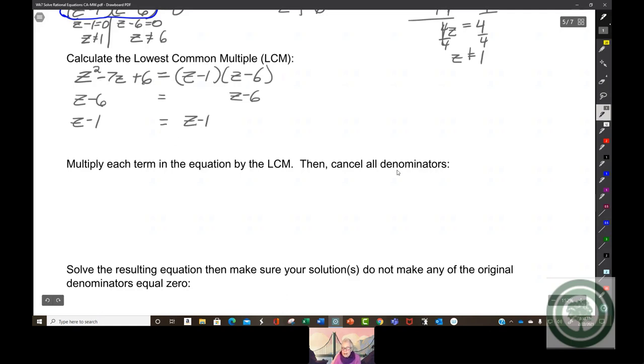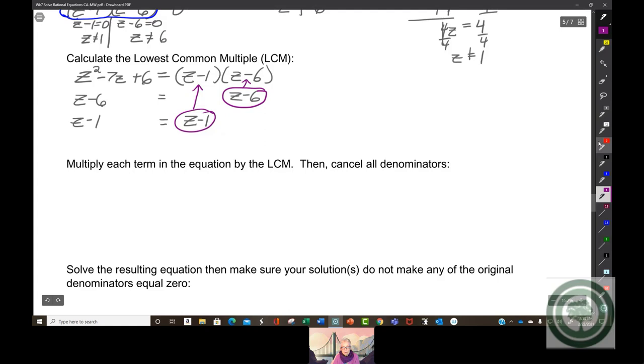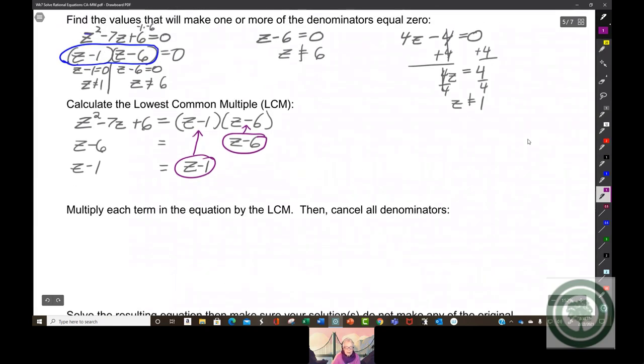Notice that this factor is in there, and this is in there. So if I clobbered z minus 1 by z minus 1 times z minus 6, I would automatically cancel out z minus 1. Same way with this automatically canceling out z minus 6. Same way with this automatically canceling out that. So our LCM, but that's not true. Because this is 4z minus 4, which is changing the story a little bit, but not entirely.